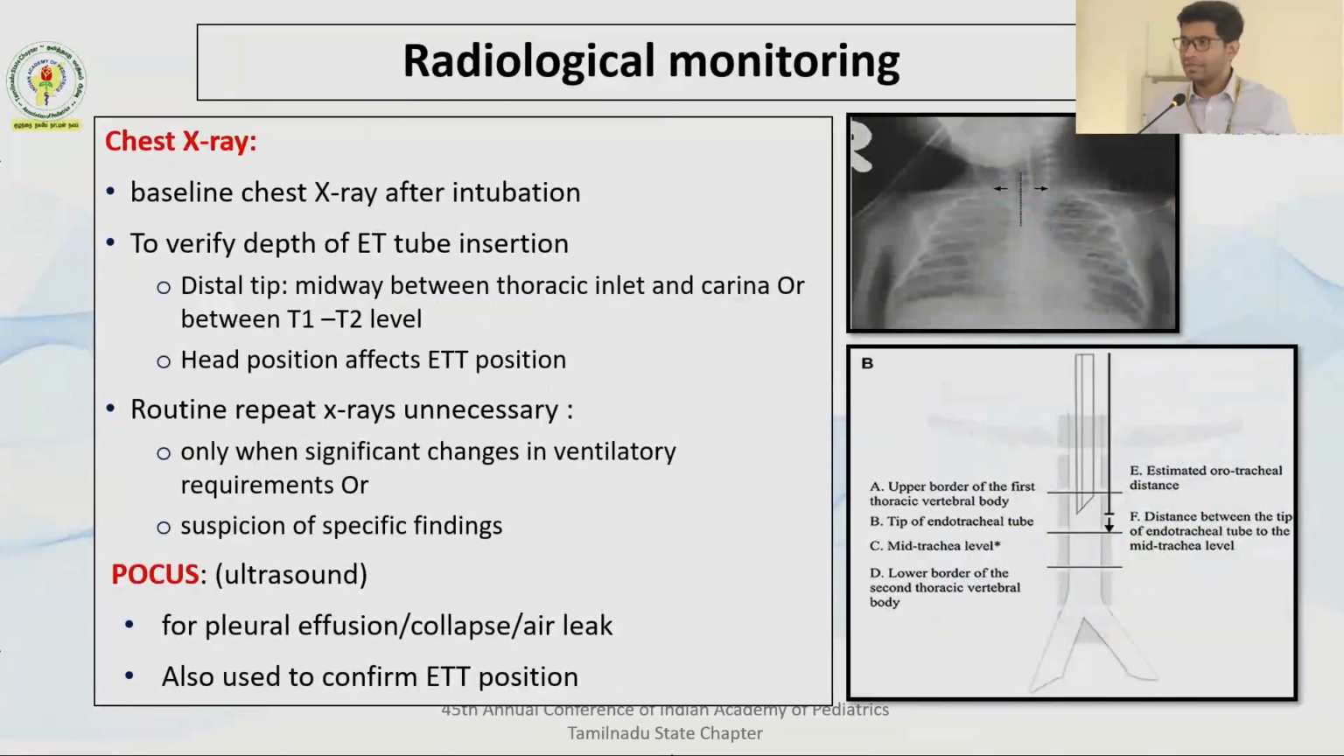Radiological monitoring, a baseline chest X-ray is essential after intubation to confirm the tube position. The usual position recommended is between T1 and T2 level, that is midway between thoracic inlet and the carina. Point to note is in smaller babies, the head position can significantly affect the tip of the ET tube position, and that has to be kept in mind.